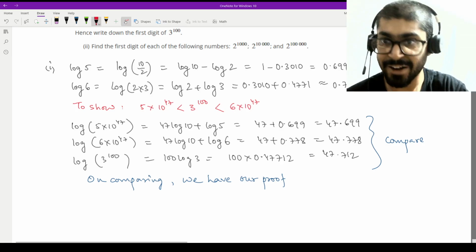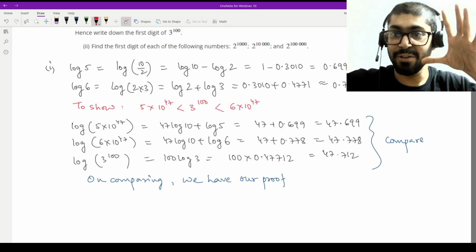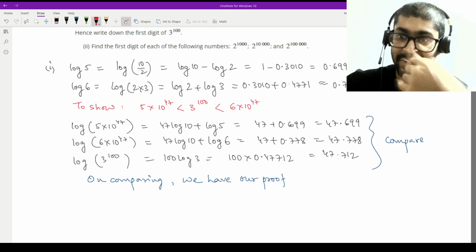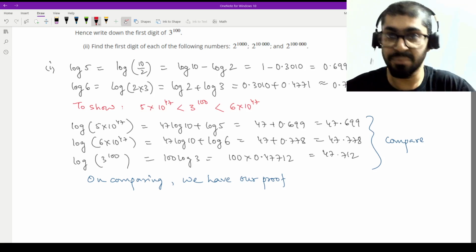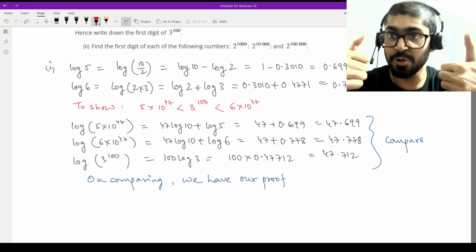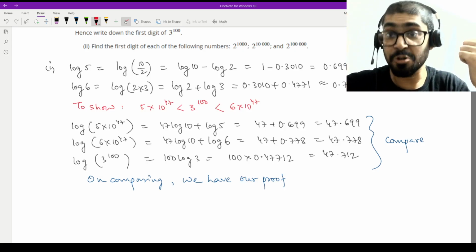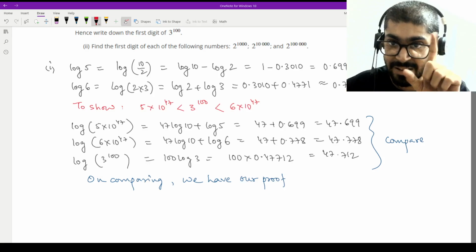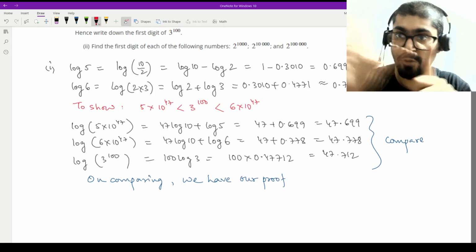If you do not understand, take a smaller value and check. Even if you do not want to take a smaller value, I'll just re-explain the concept. If something is greater than 5 into 10 to the power 47, its value starts from 5, then 46 zeros and 1. And if it is less than 6 into 10 to the power 47, that means the value which is sandwiched does not touch 6 and 47 zeros.